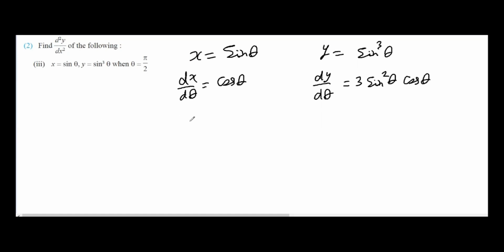Then you did dy by dx as dy by d theta upon dx by d theta, which is nothing but 3 sine square theta cos theta upon cos theta. The cos theta gets cancelled, and you will get the answer as 3 sine square theta.